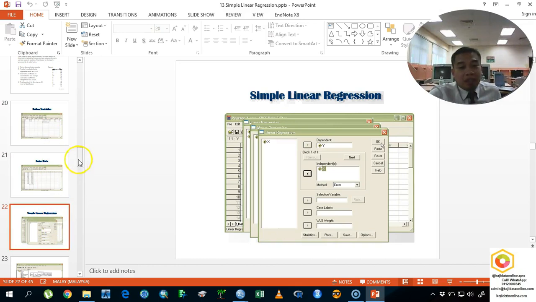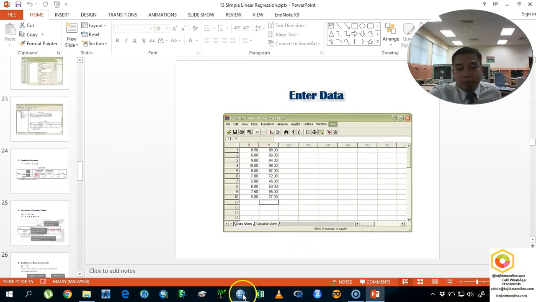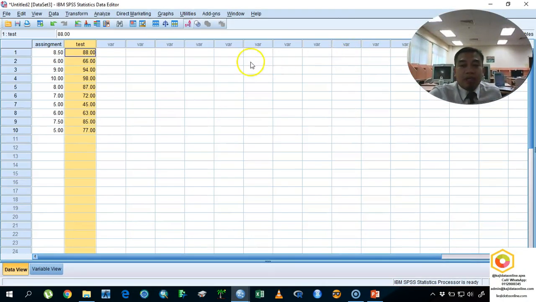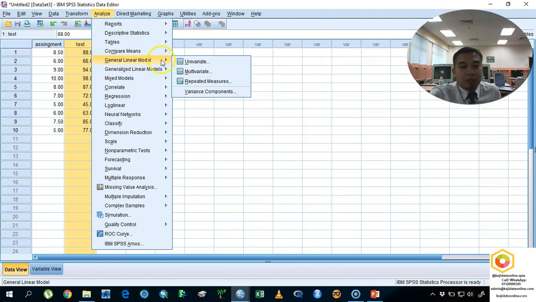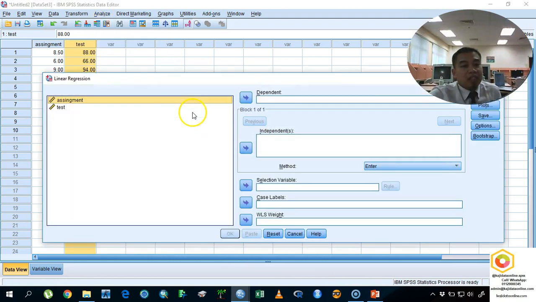So follow the steps as shown inside the slide. You want to copy the steps, you can follow this one. Never mind, I'm going to show you live how to do that. The first one, you click here Analyze, you go to Regression, correct, and then you go to Linear Regression.